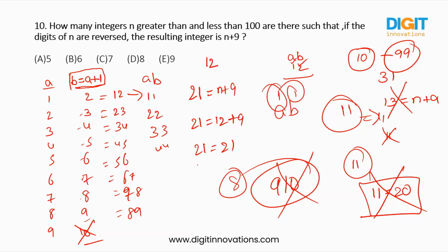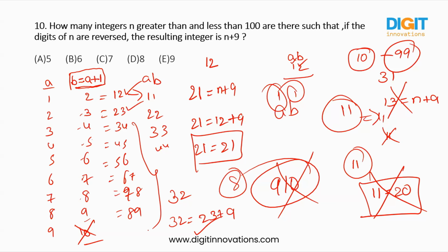So it is satisfied. When it comes to 23, it will become 32. So 32 equals n plus 9. That means 23 plus 9, 32. Satisfied. When you check these numbers also, you will satisfy the condition. So the total numbers are 8. So the option is D. I hope you are clear. Then I'll go to the next question.